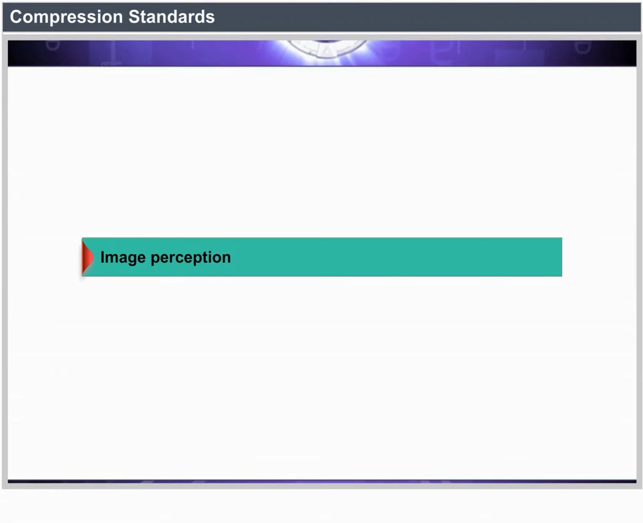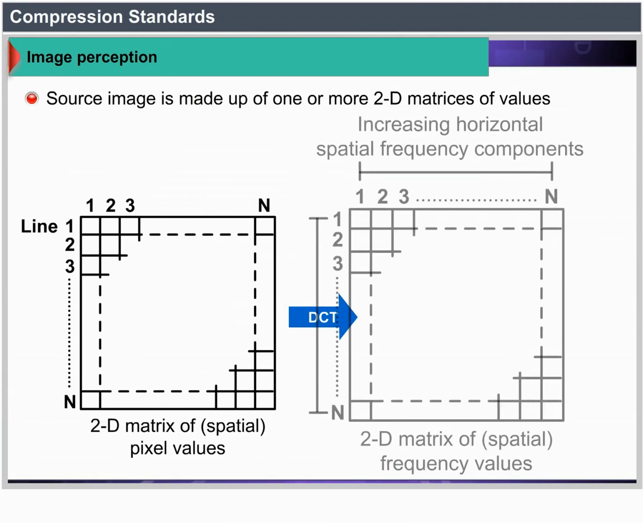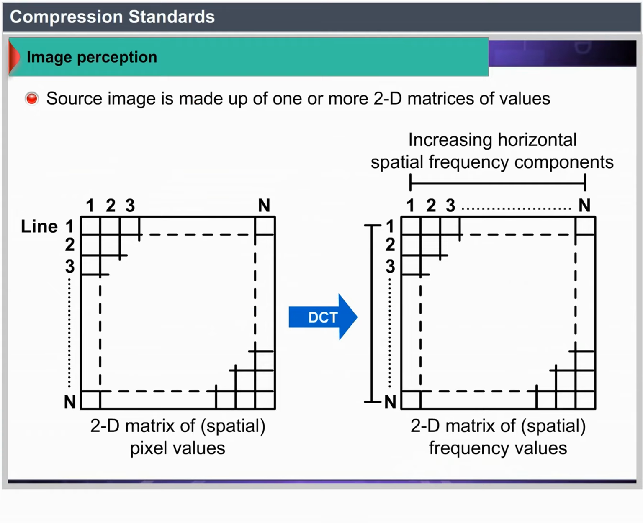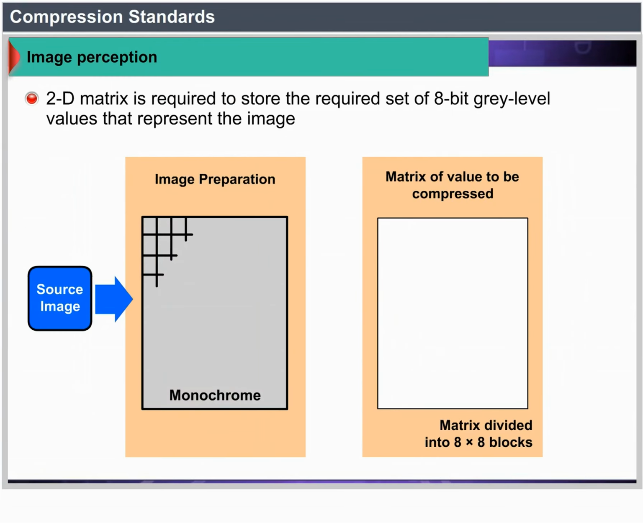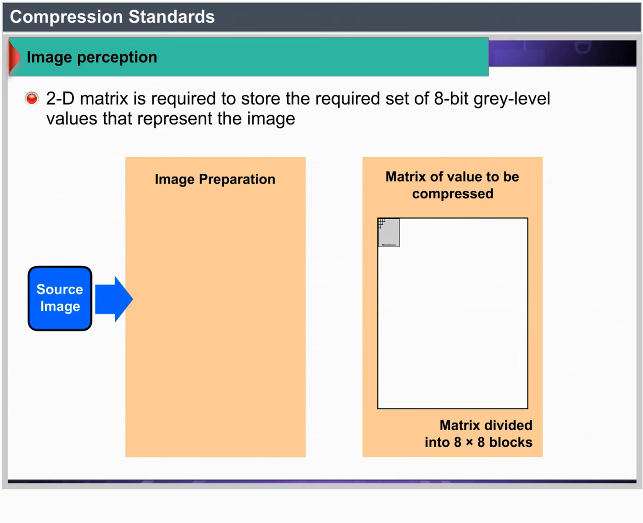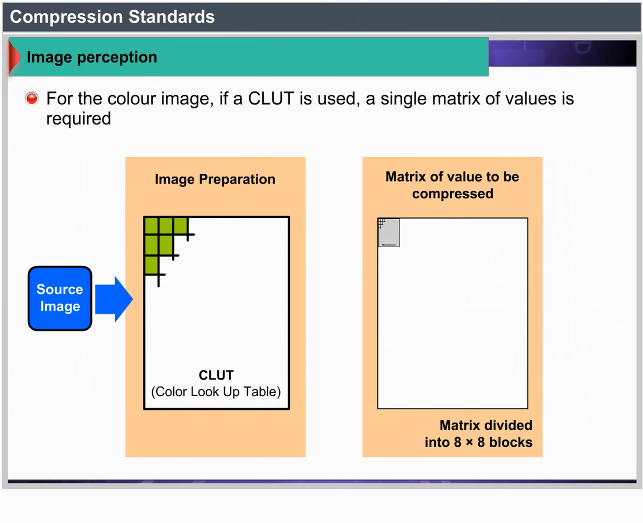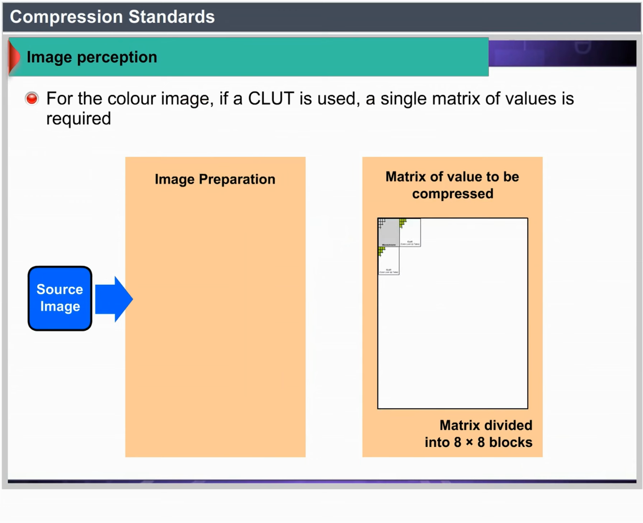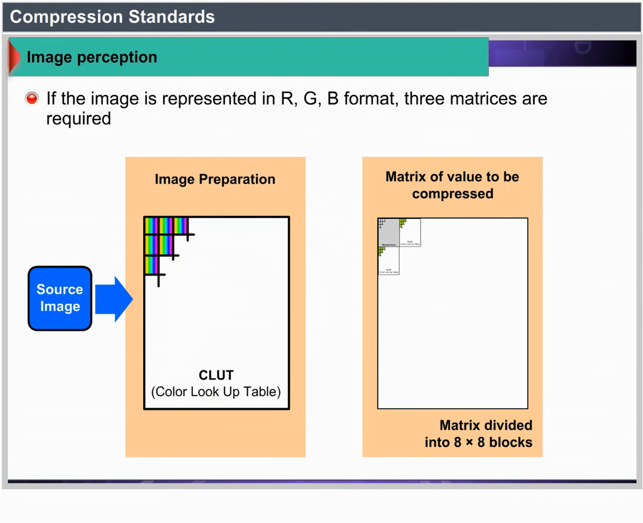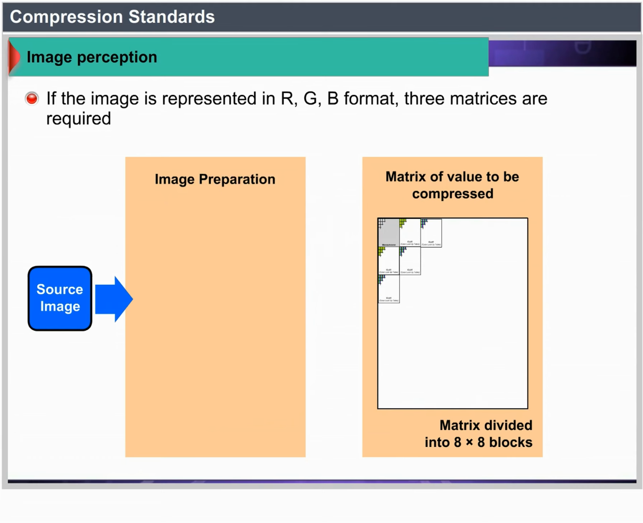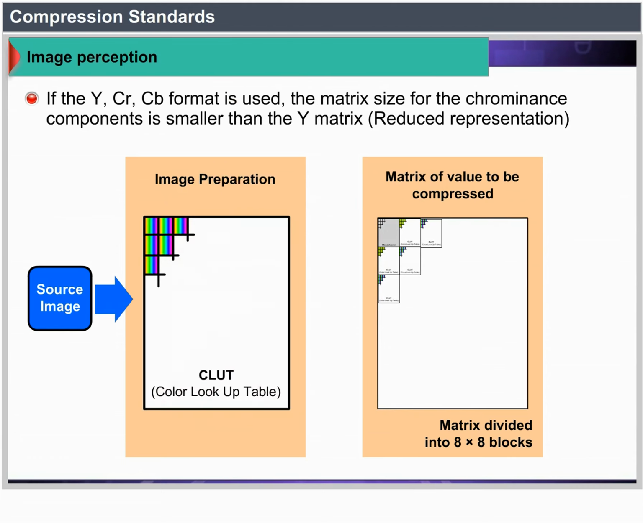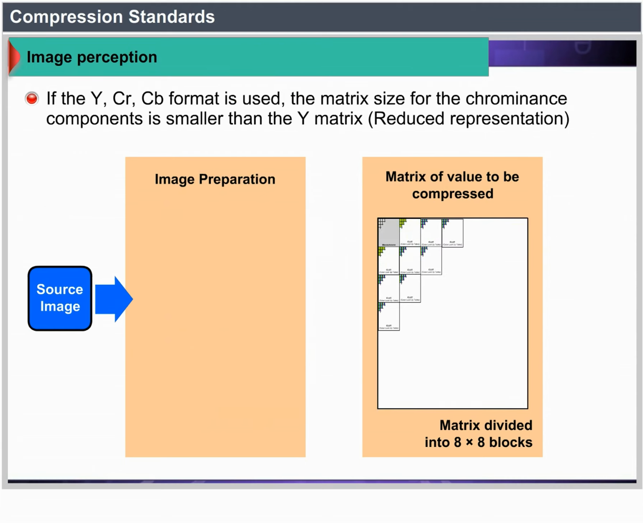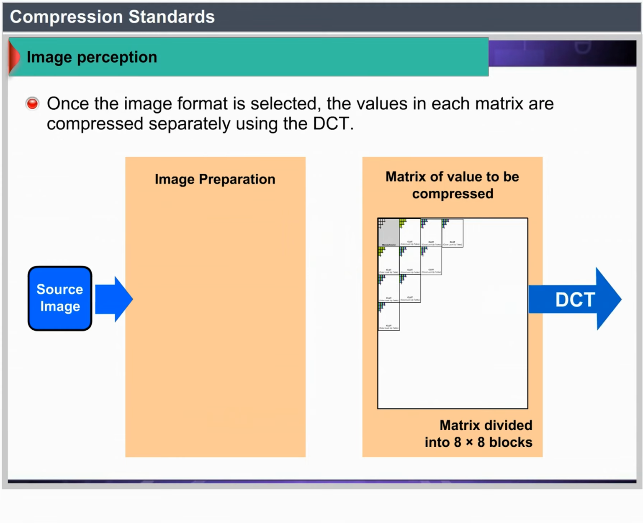Image perception. The source image is made up of one or more 2D matrices of values. A 2D matrix is required to store the set of 8-bit gray level values that represent the image. For the color image, if a CLUT is used, then a single matrix of values is required. If the image is represented in RGB format, then 3 matrices are required. If the YCrCb format is used, then the matrix size for the chrominance components is smaller than the Y matrix, a reduced representation. Once the image format is selected, then the values in each matrix are compressed separately using the DCT.